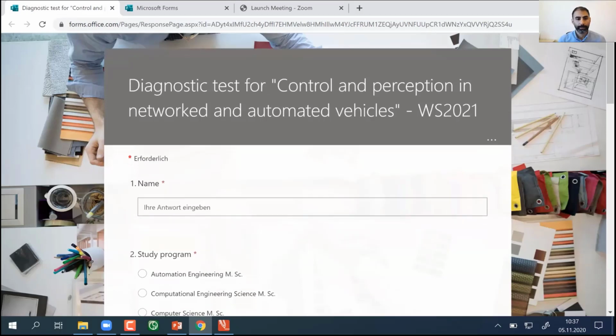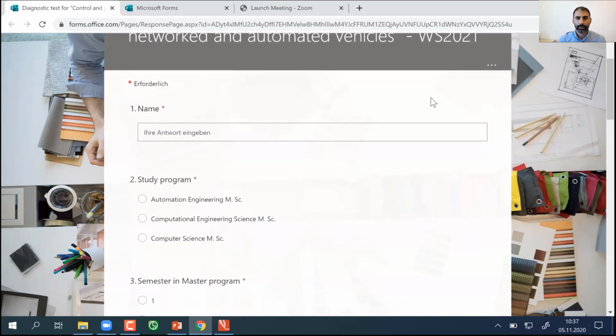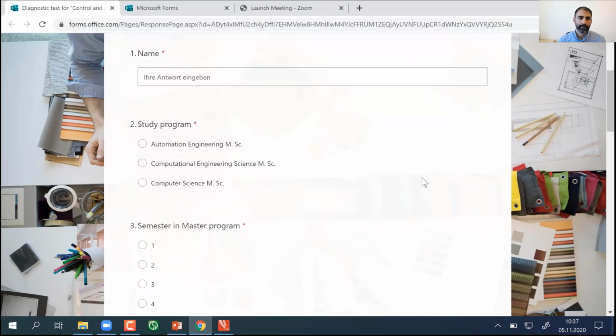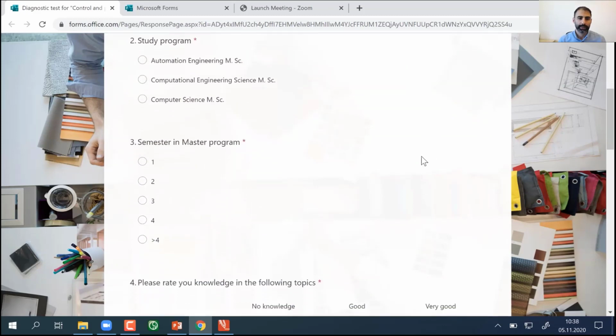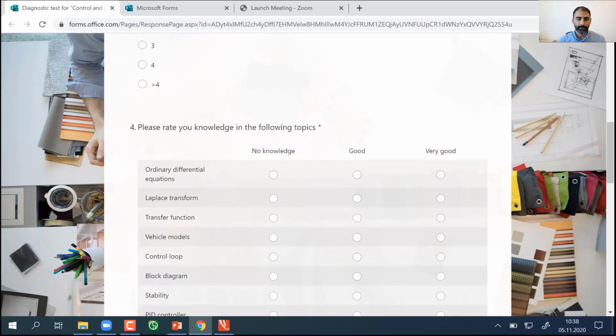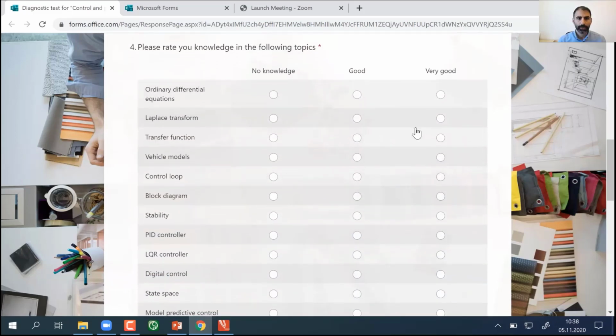We will do it together. So please start filling in your name, study program, and semester in the master program, and then we will start with the survey. The idea of this survey is to know your knowledge in this topic, so that I can adapt the lecture to your needs and to your knowledge. So please do it.